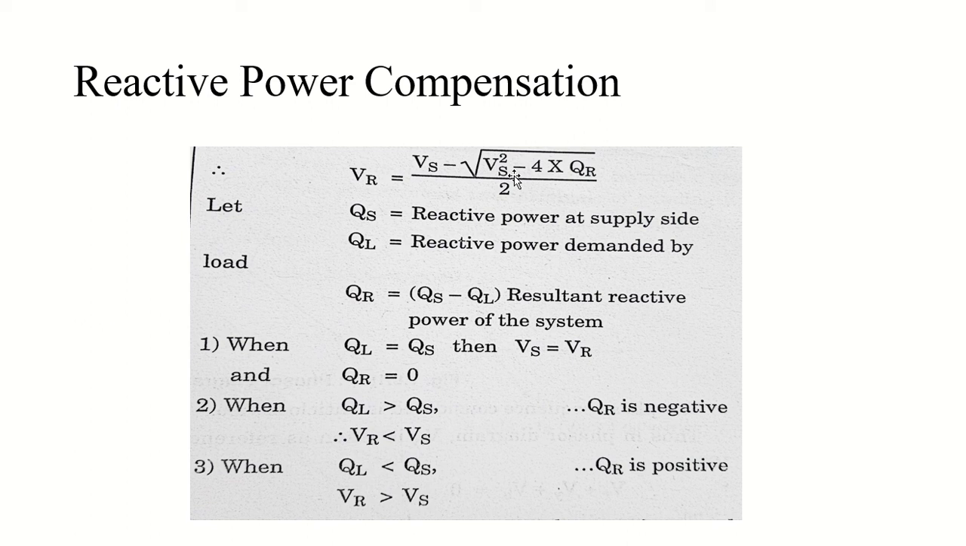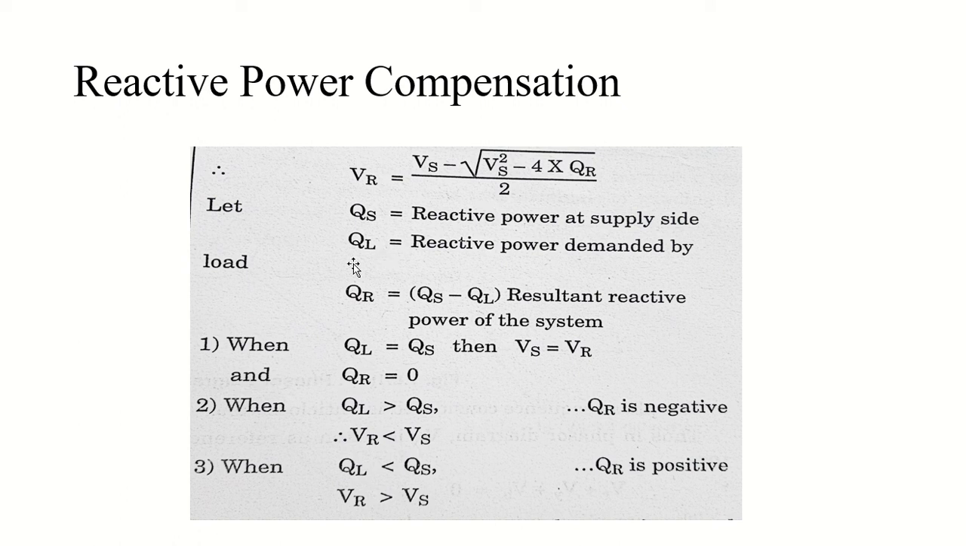So in our case, what is the value of a? The value of a is nothing but 1. What is the value of b? The value of b is VS, and the value of c is QR into X. If you put that in the formula, we get the value of VR as this: VR is equal to VS minus under root of VS square minus 4 X QR, divided by 2 into a, where a is 1, so divided by 2 only. Now QS and QL we have seen in previous slides.